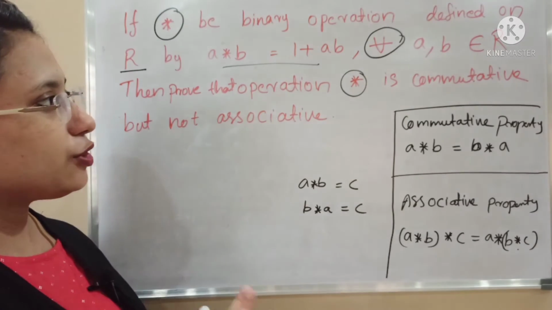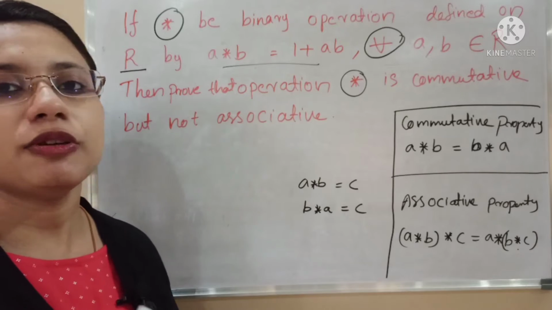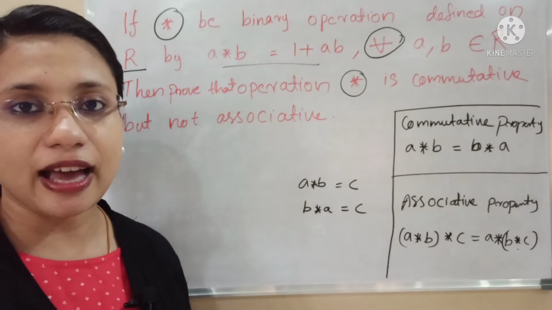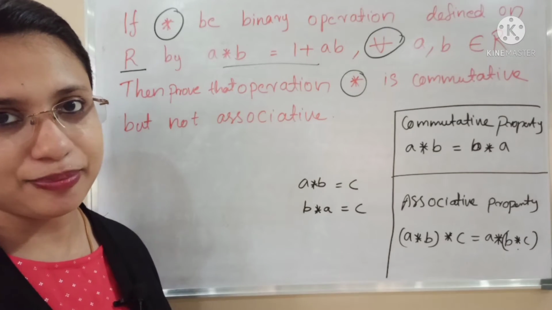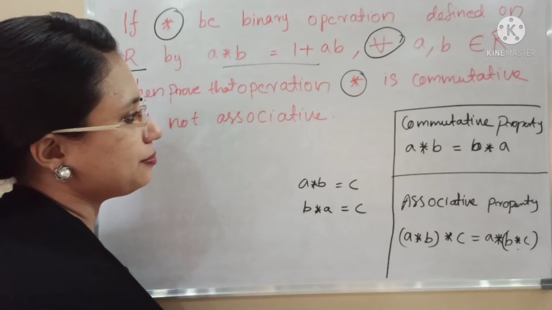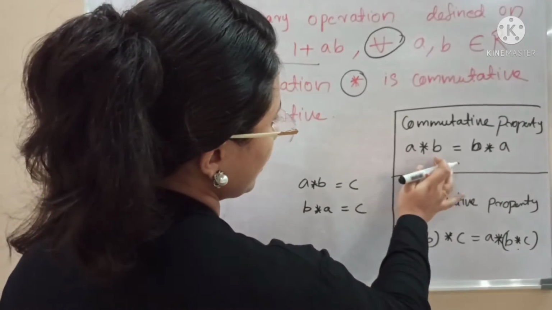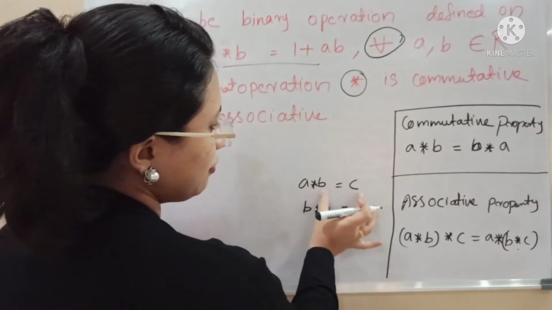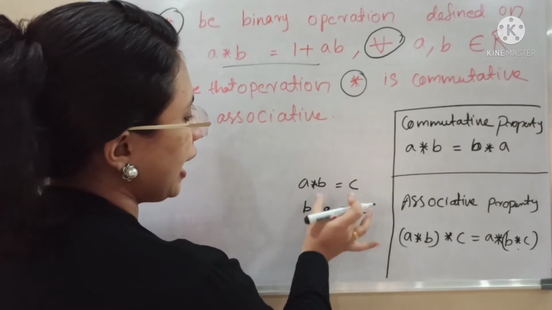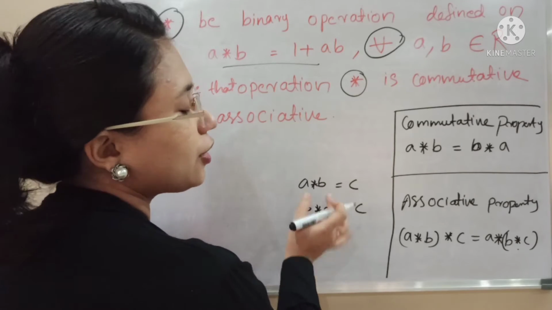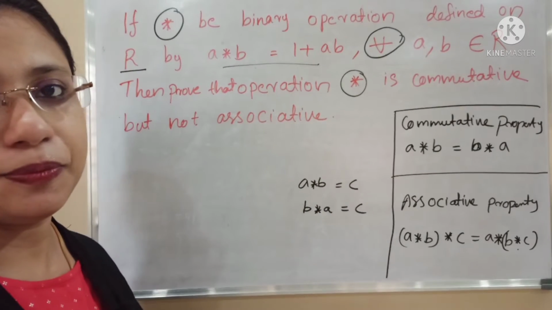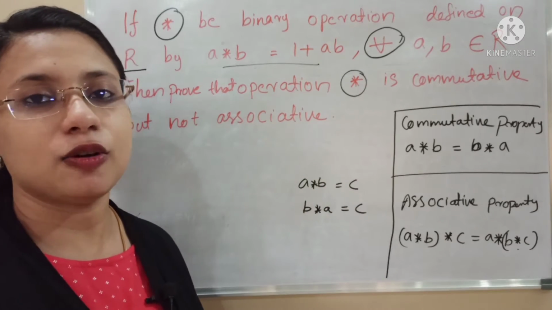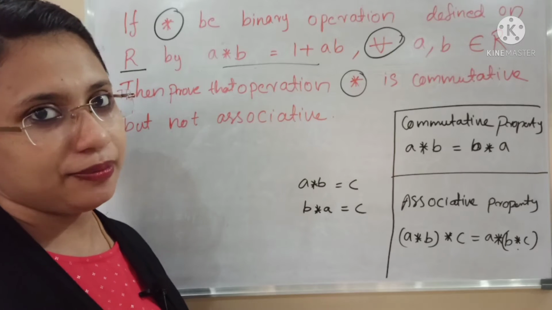So for solving this, first of all we have to understand what the commutative and associative properties are. Okay, let's see that. Commutative property means when we do a star b, it will give an answer, right? And b star a should also give the same answer. If a star b and b star a give the same answer, then it obeys the commutative property.